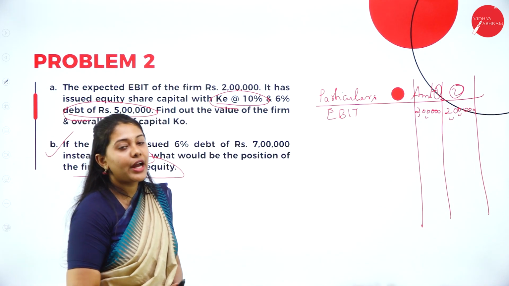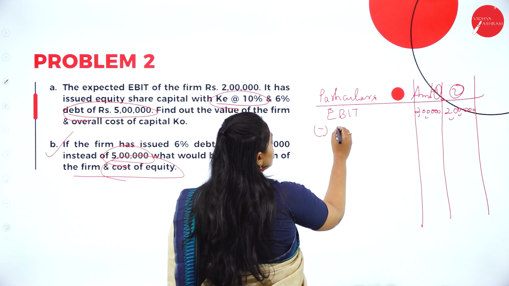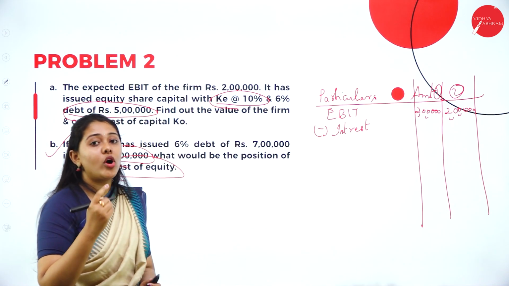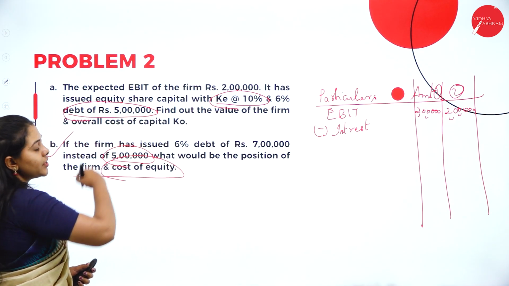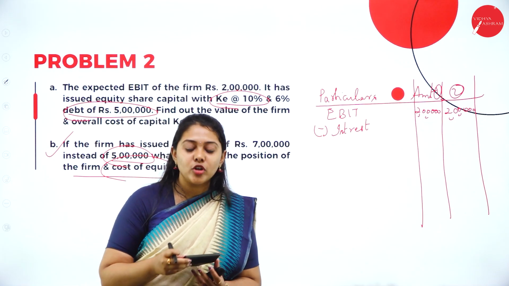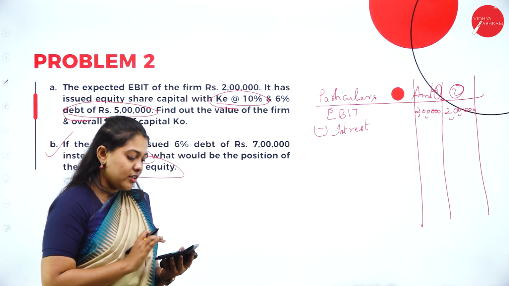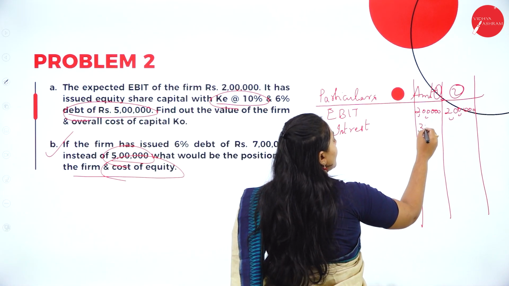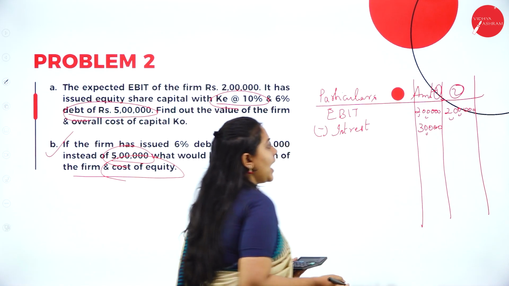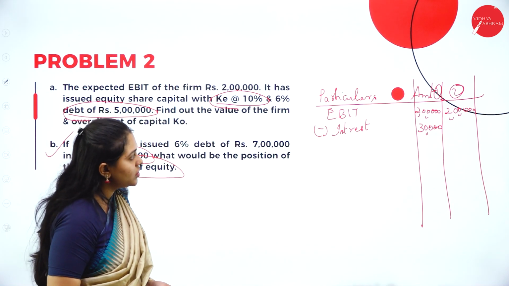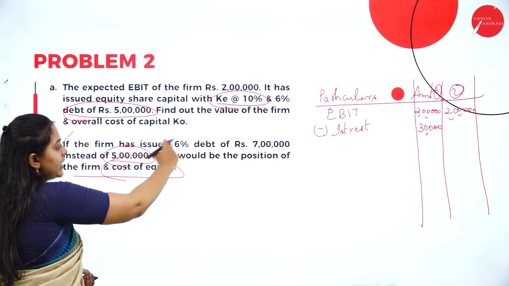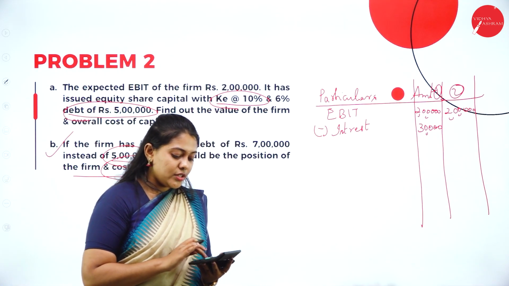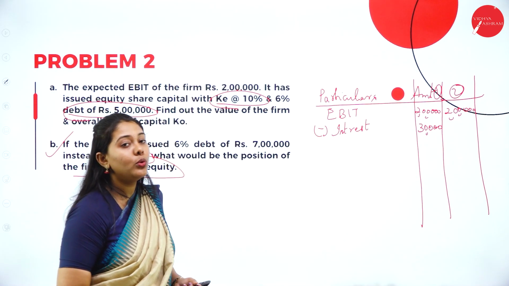Next, what is the next step we have to follow? Less interest. For case 1, what is the interest rate? 6% on 5 lakh. 5 lakh into 6% is 30,000. And for case 2, it is 7 lakh at 6% interest rate. So 7 lakh into 6% will be 42,000.